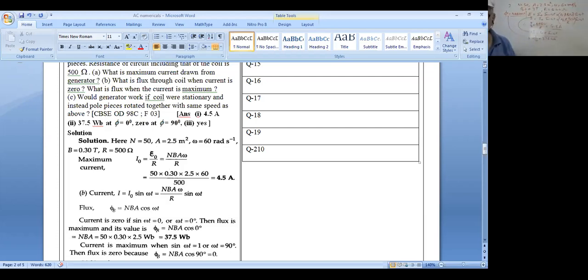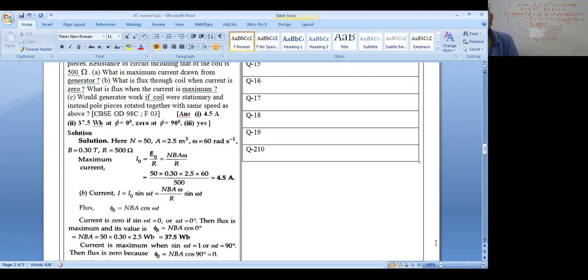Flux will change. It means in a generator, if the coil is stationary and the pole pieces come closer, as per Faraday's law there must be a flux change and a change in the flux linkage, because of the relative motion. That is why, if the coil is stationary and the pole pieces rotate, even then there is a change in the flux linkage. So induced EMF and induced current develop and flow in the circuit. So the answer is yes.